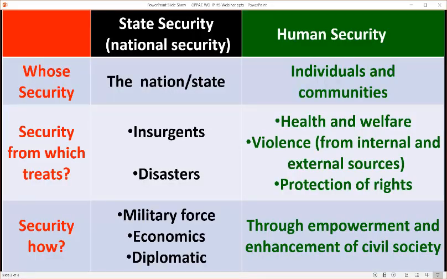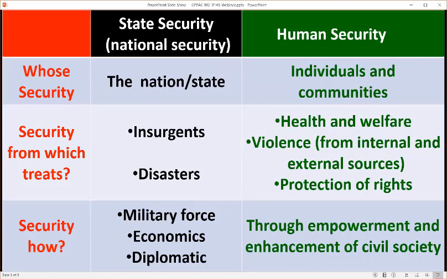Again, just contrasting state security and human security. For the state, you ask whose security is it, the nation state, the laws, the territorial integrity, are those kinds of considerations for state security. But for human security, we're talking about individuals, we're talking about communities. This is a people-first security that asks the question in terms of whose security. Well, it is for individuals, particularly referencing freedom from fear, freedom from want, and freedom from indignity.